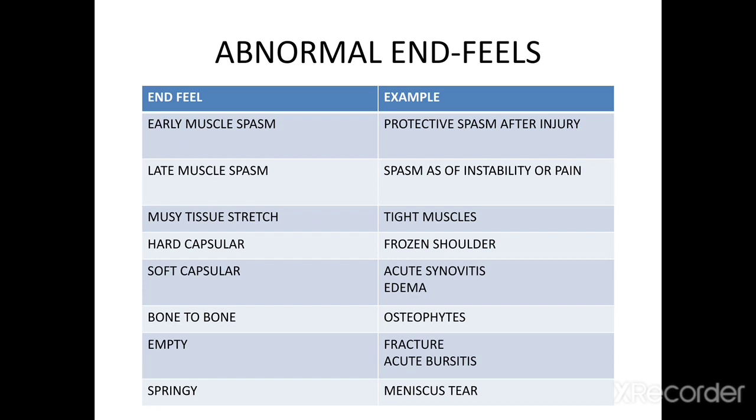And lastly, the sixth one is the springy end feel. This is a rebound phenomenon, like bouncing when you press a spring. It is usually seen in a meniscus tear, which does not allow the knee to go into full extension. It will bounce back into knee flexion. So these are the 6 classical abnormal end feels explained by Cyriax.